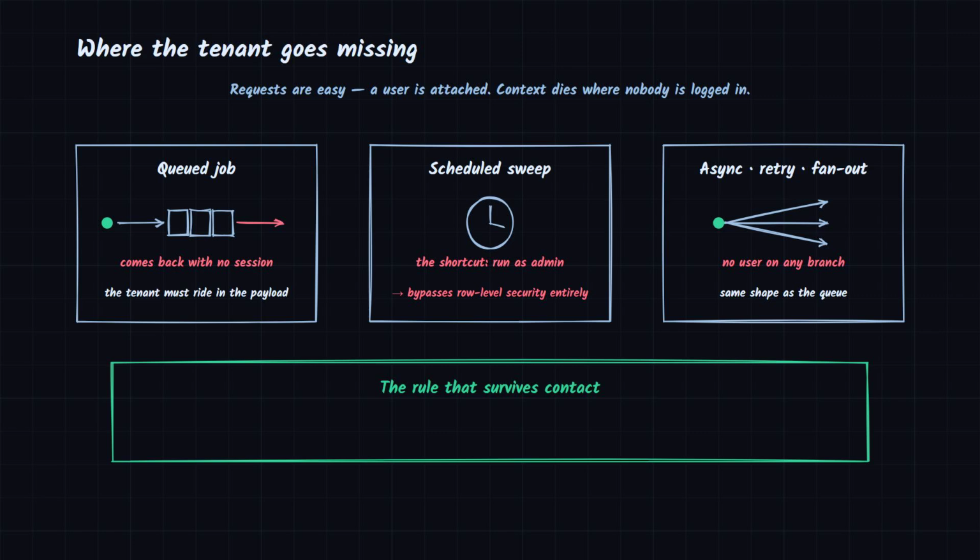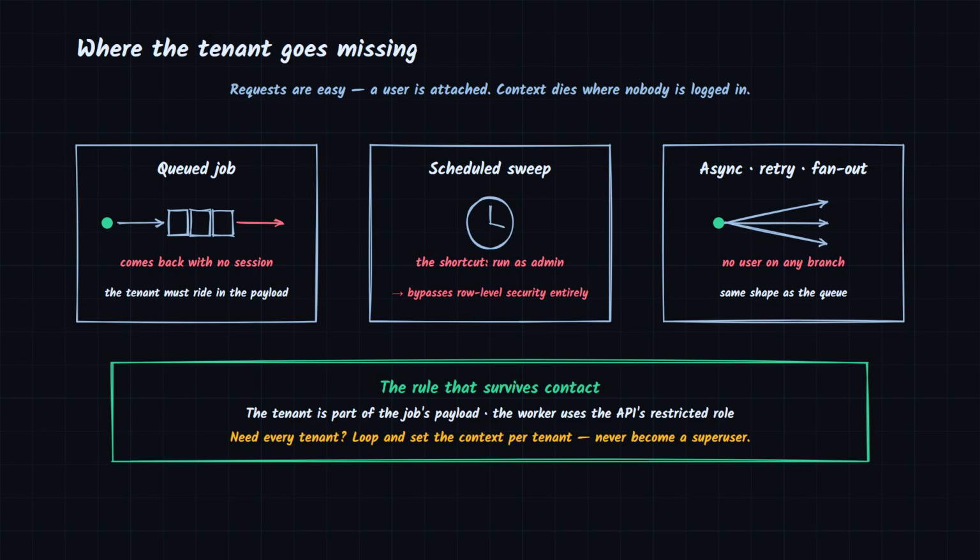The rule that survives contact is this: the tenant is part of the job's payload, not something the worker infers, and the worker runs as the same restricted role your API uses. If a job needs to touch every tenant, it loops and sets the context per tenant. It does not become a super user for convenience.